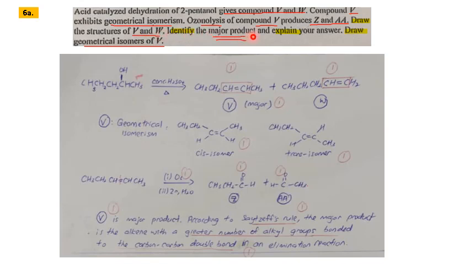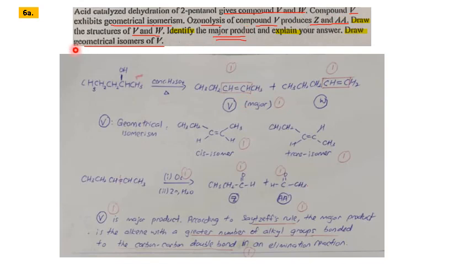Identify the major product, done. And explain your answer. As I said, this is due to Saytzeff's rule. We check: is it the major product according to Saytzeff's rule? The major product is the alkene with a greater number of alkyl groups bonded to the carbon-carbon double bond in an elimination reaction. So here, 1 alkyl group, 2 alkyl groups. For this one, only 1 alkyl group. That's why V is the major product.